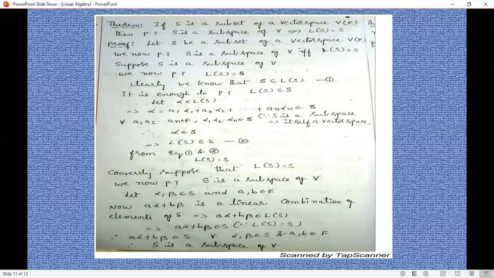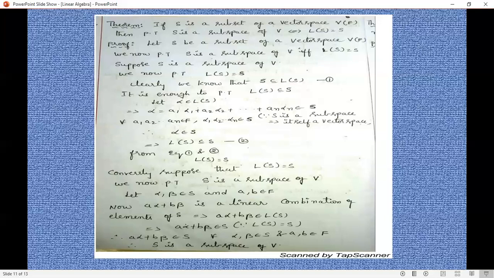Therefore, we can write alpha equals A1 alpha 1 plus A2 alpha 2 plus so on, plus An alpha n, which belongs to S. That means alpha belongs to S. But alpha is contained in L of S, which implies L of S is contained in S. Observe carefully what we have to prove.